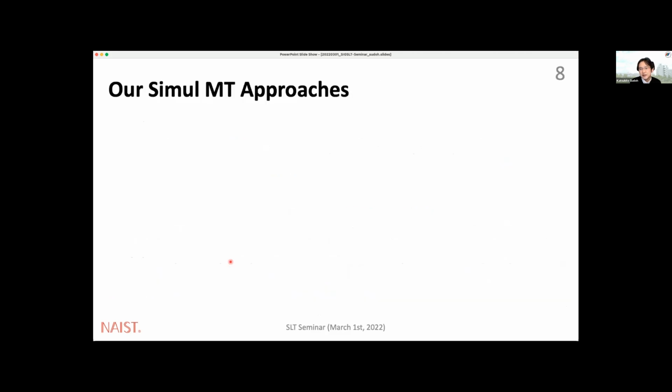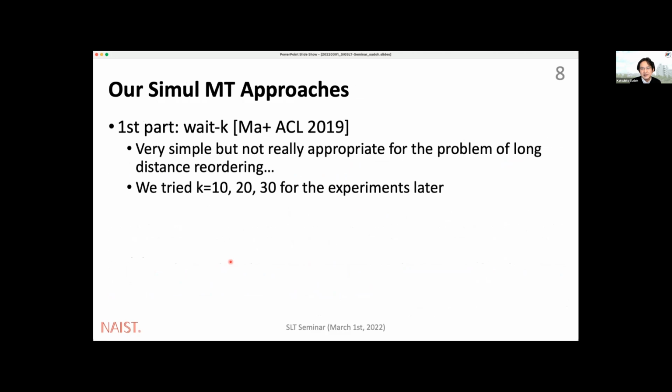Considering this kind of phenomenon, we started simultaneous translation research, handling these difficulties. We started this activity using the baseline technology called wait-k, proposed by Ma et al. at ACL 2019.